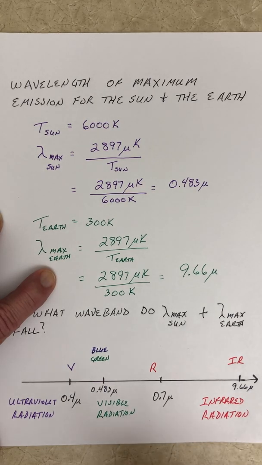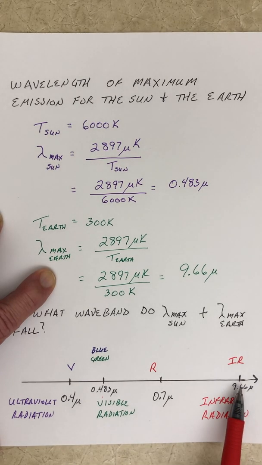The sun, we said, emits all 7 forms of radiation, but most of it's going to be invisible. 43% of the solar energy that reaches the top of the Earth's atmosphere is in the form of visible radiation. 49% of the solar radiation that reaches the top of the Earth's atmosphere is in the form of infrared radiation. But the wavelength of maximum emission for the sun is actually in the visible wavelengths, and we calculated it as 0.483, kind of in that blue-green color range. And the wavelength of maximum emission for the Earth is 9.66 microns, which puts it in the infrared radiation.